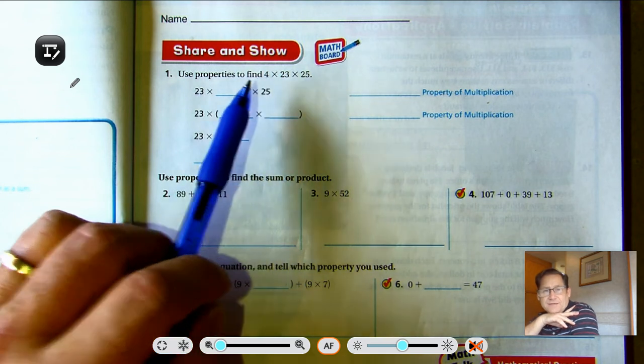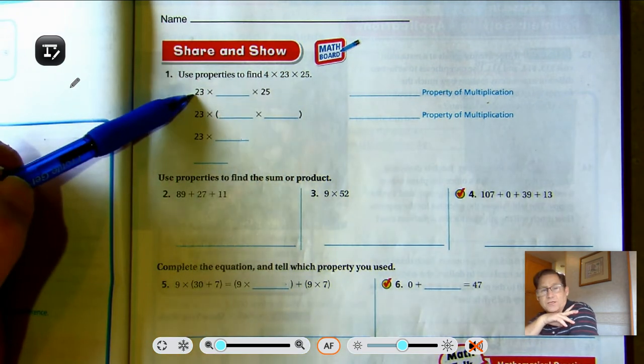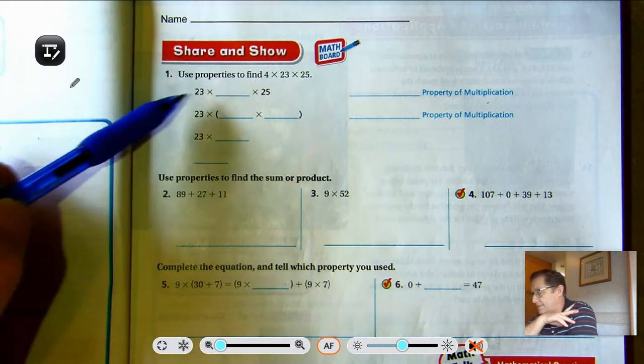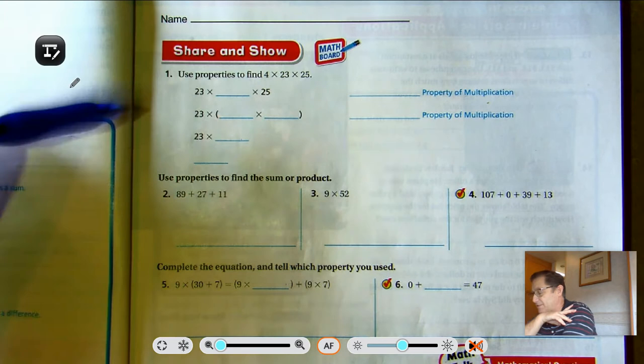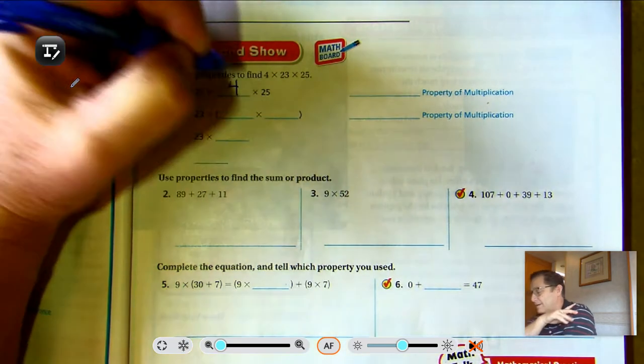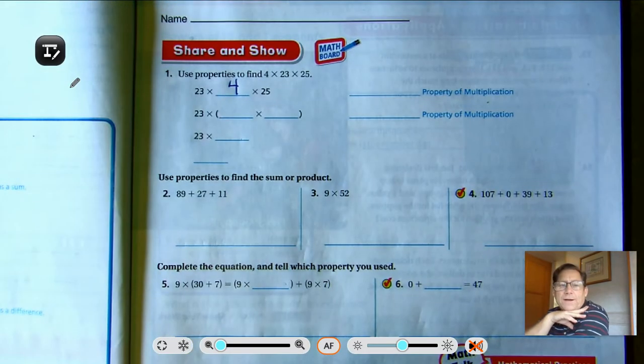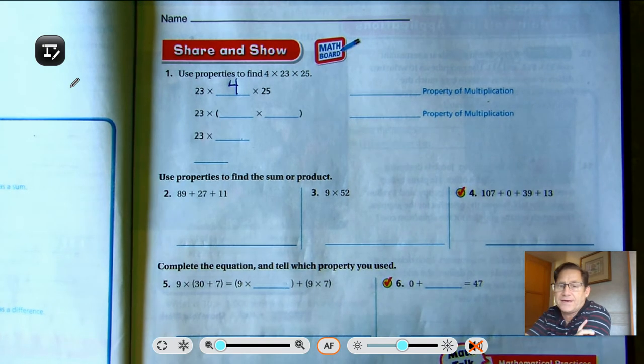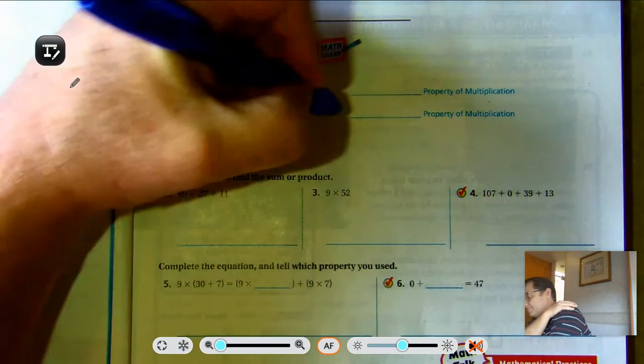But I see that they switched the order and they want to start with 23. So I see the 23 and I see the 25. The factor that's missing is the 4. Now, what property tells us we can switch the order of the factors without changing the product? That's the commutative property.